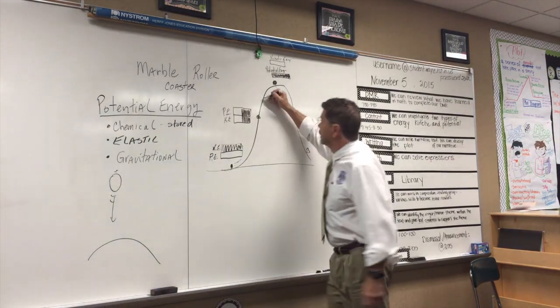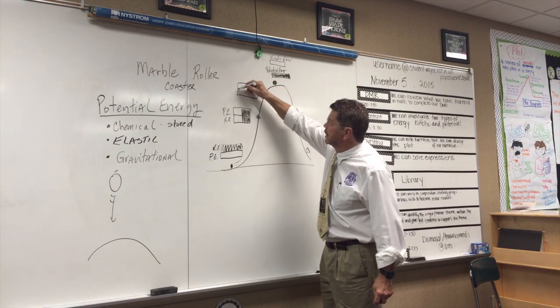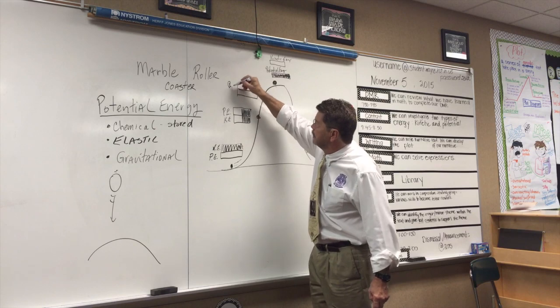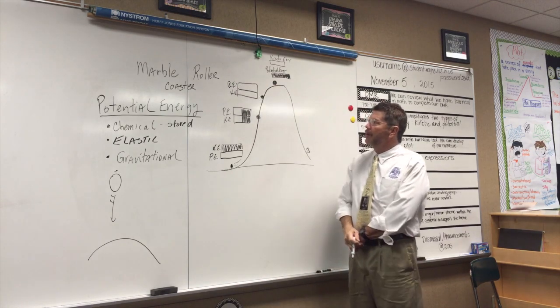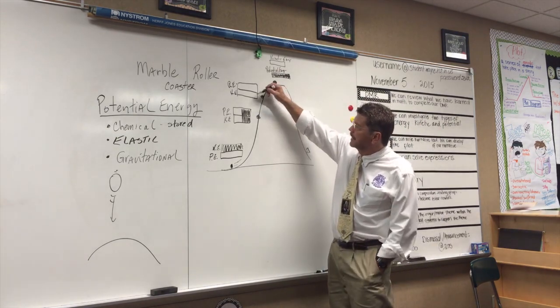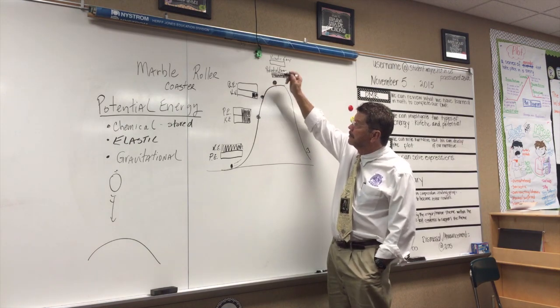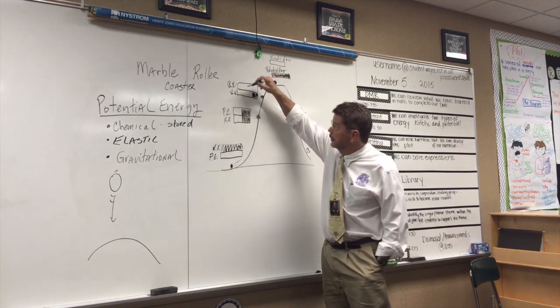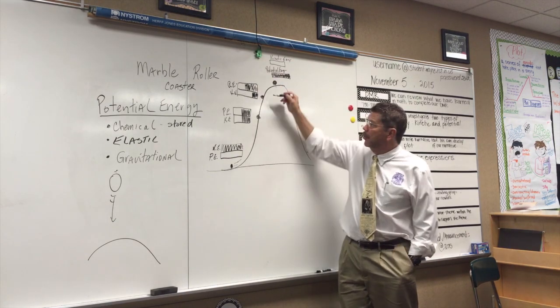Now, what if we put a marble right about here? Do you think you could fill in what the potential energy would be and the kinetic energy would be right about here? Kinetic energy? A fourth, because it's just getting going. Potential energy? Three-fourths. Hey, you got that. Yeah, because it's really got a lot more to go.